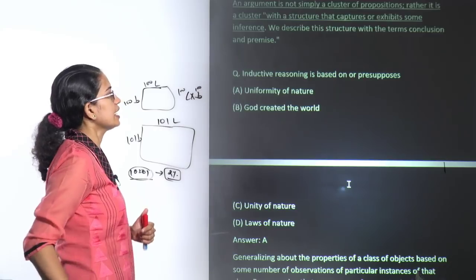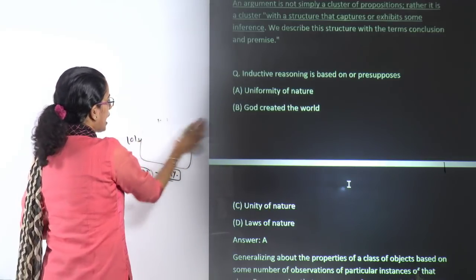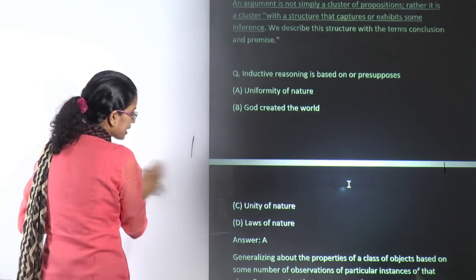The next is, inductive reasoning is based on the presumption that there is uniformity in the nature.